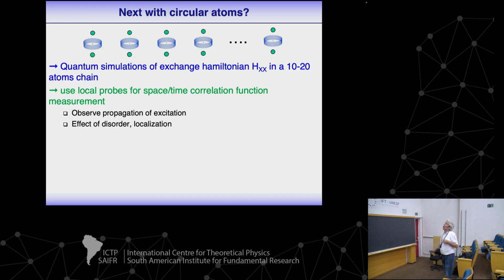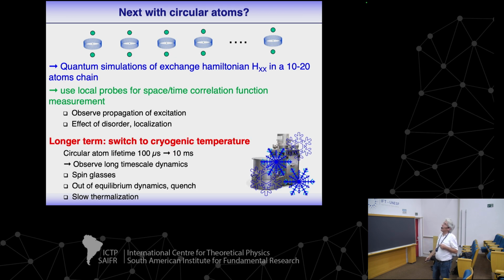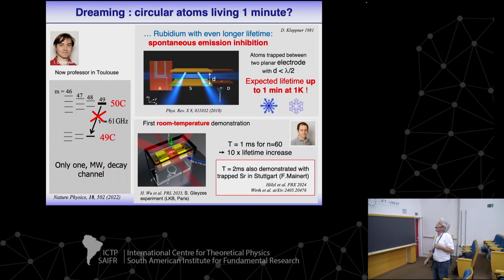Here is the kind of general scheme of simulator we can build with a chain of circular atoms, with here, in this case, pairs of ancillary atoms, and then similar physics as the one which is already investigated, but we can focus on long timescale effects and observe propagation of excitation effect of this order. This needs to switch to cryogenic temperature, which is the next difficult experimental step that we have to achieve.